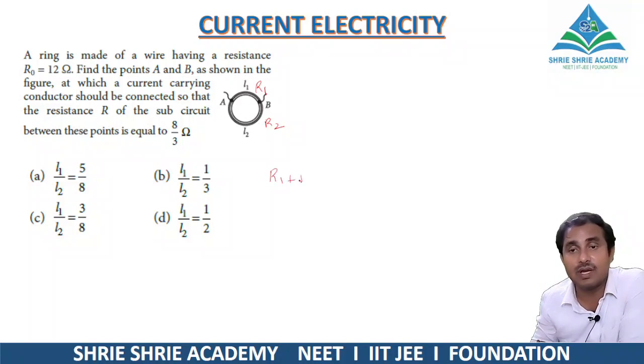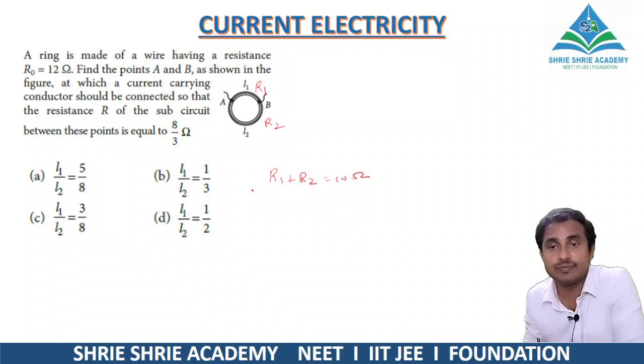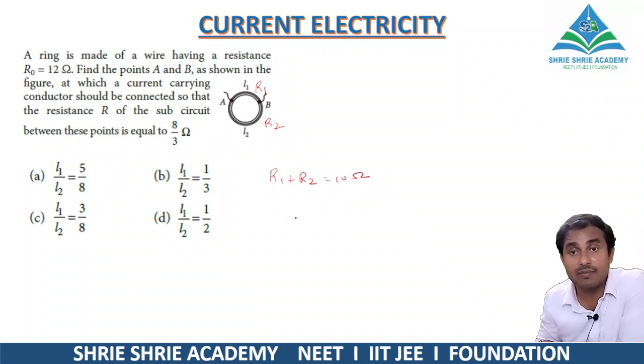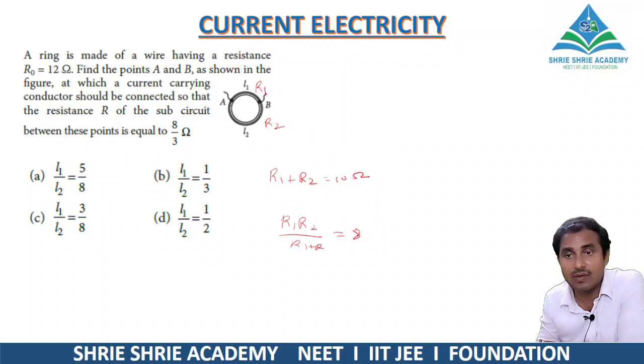So first you write R1 plus R2 is equal to 12 ohm. Next, when they are connected like this with two terminals, the effective resistance becomes 8 by 3. It means they become parallel now. So for the parallel connection, the effective resistance R1 R2 divided by R1 plus R2 is equal to 8 by 3.